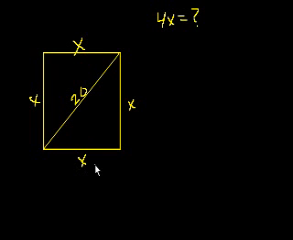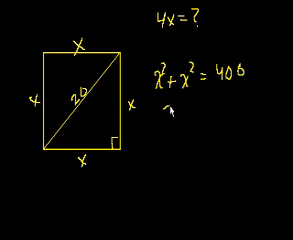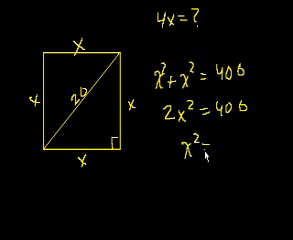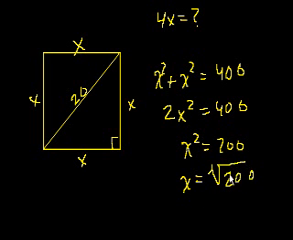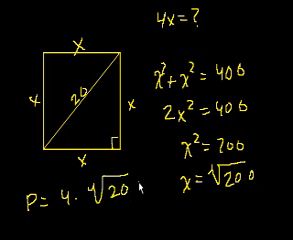Well, we use the Pythagorean theorem. This is a right angle. So we know that x squared plus x squared is equal to 20 squared, the hypotenuse squared, which is 400. 2x squared is equal to 400. x squared is equal to 200. x is equal to the square root of 200. And they want to know the perimeter. Well, it's going to be 4 times that. So the perimeter is going to be equal to 4 times the square root of 200.